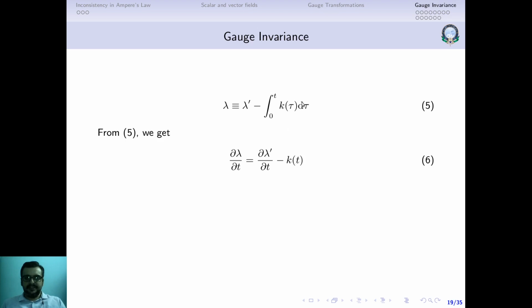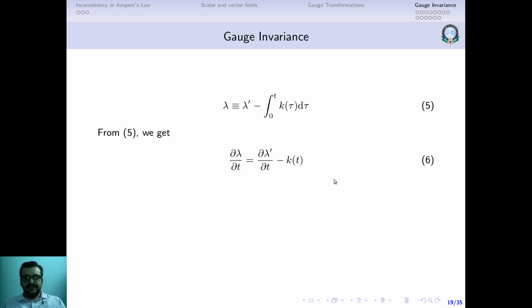We are integrating with respect to time and differentiating with respect to time. Integration and differentiation are inverse operations of each other, so this will give us back the original function, which is k of t. So ∂λ/∂t is equal to ∂λ'/∂t minus k of t. We'll call this equation number 6.